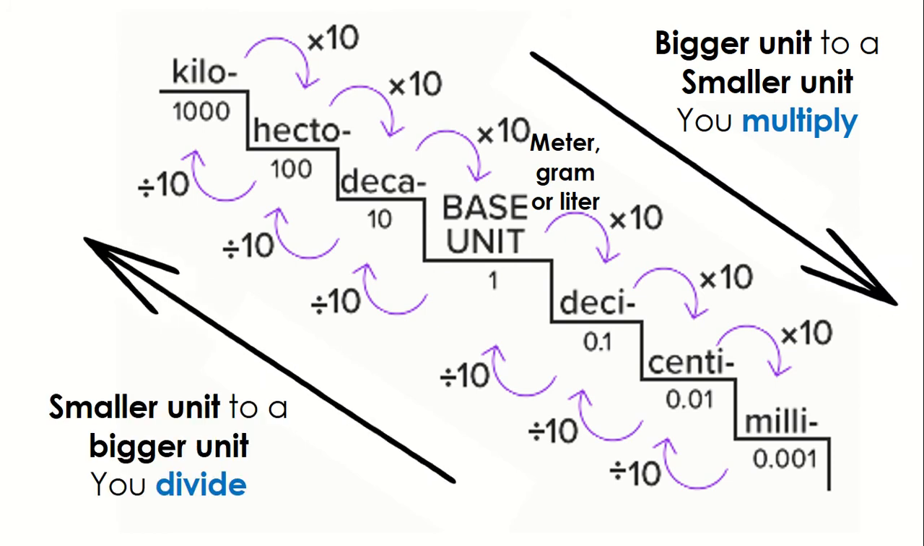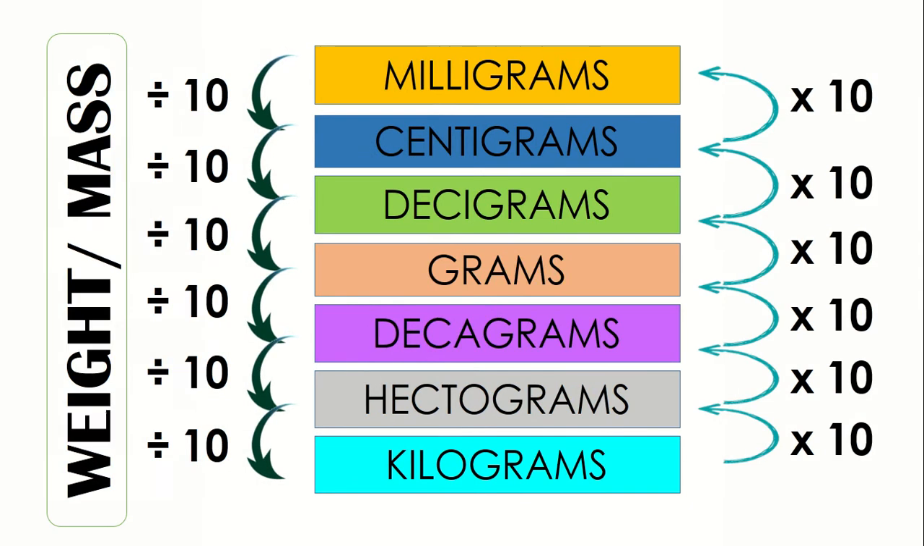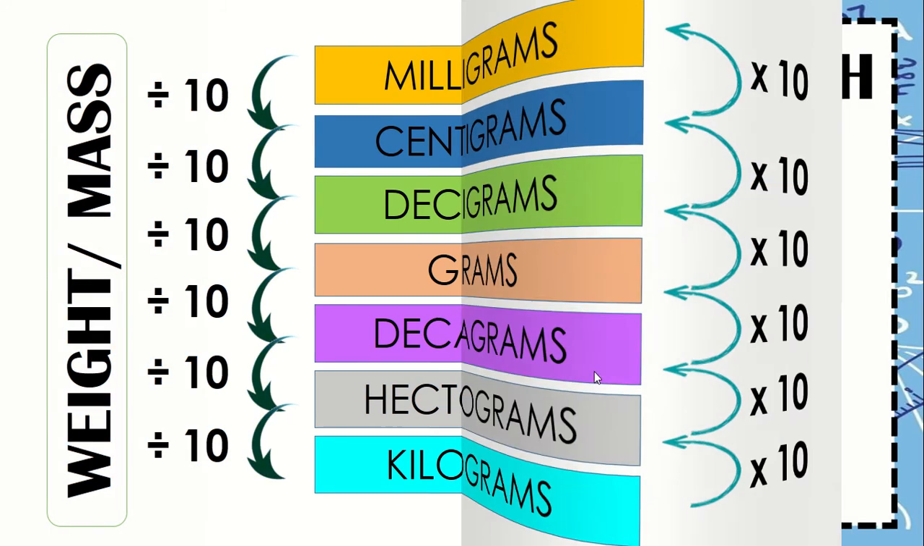Kapag smaller unit to bigger unit naman, i-divide natin. So, parang ganun din. Pero ang operation na natin ngayon dito ay division. Let's have an example. For example, magko-convert tayo ng weight or mass. So, we have here milligrams, yung base unit na grams, centigrams, decigrams, grams, decagrams, hectograms, and kilograms.